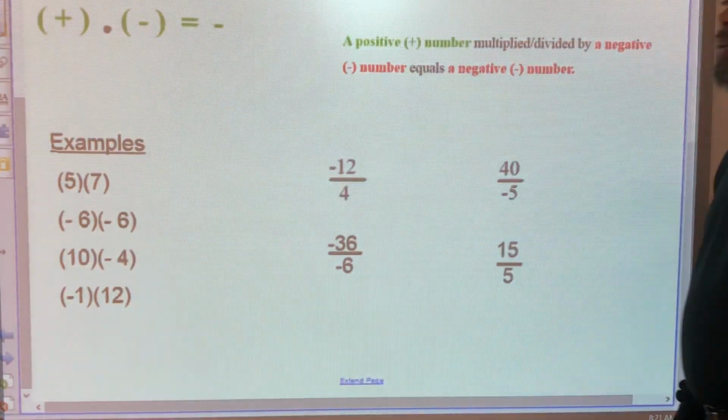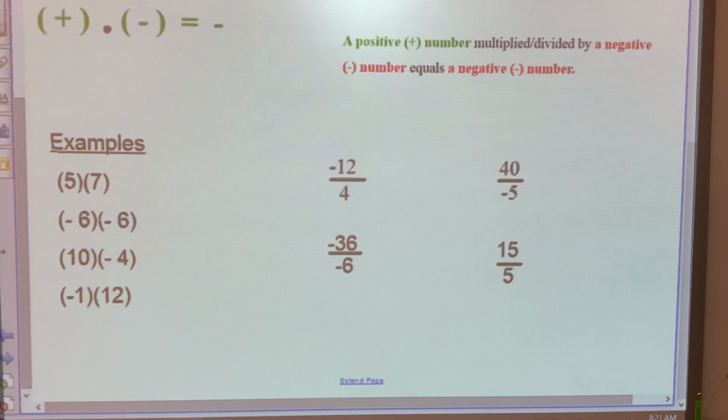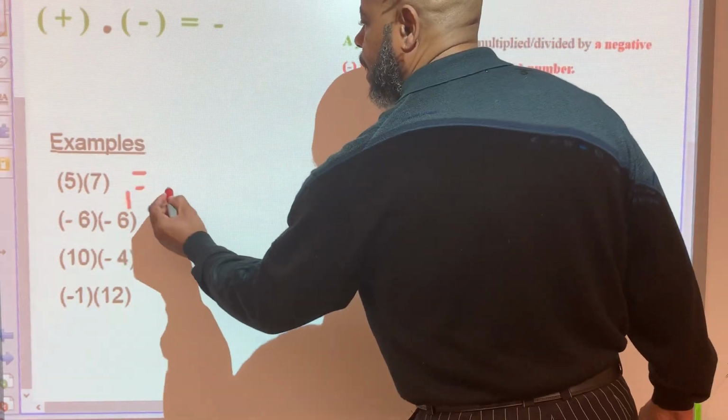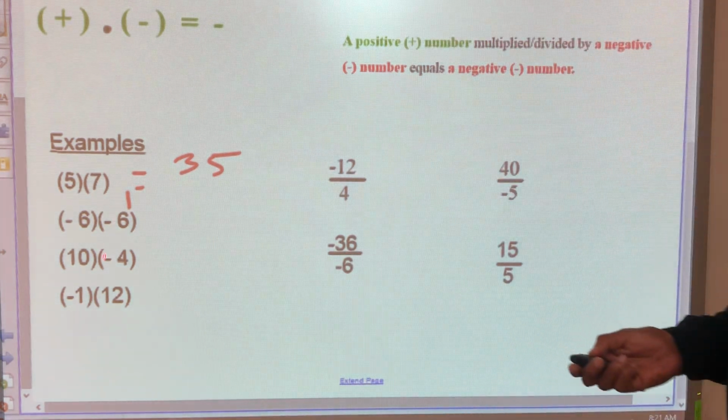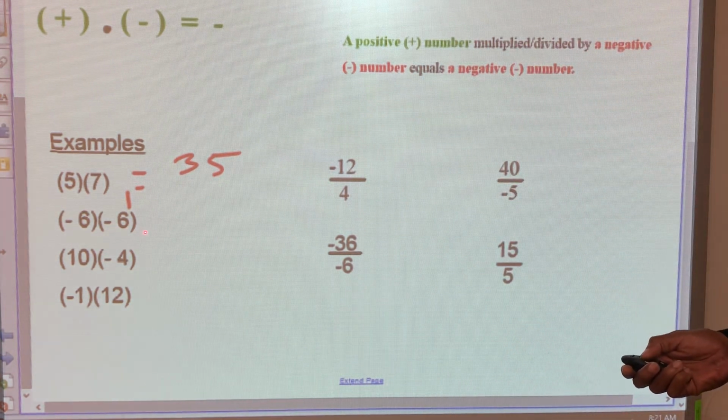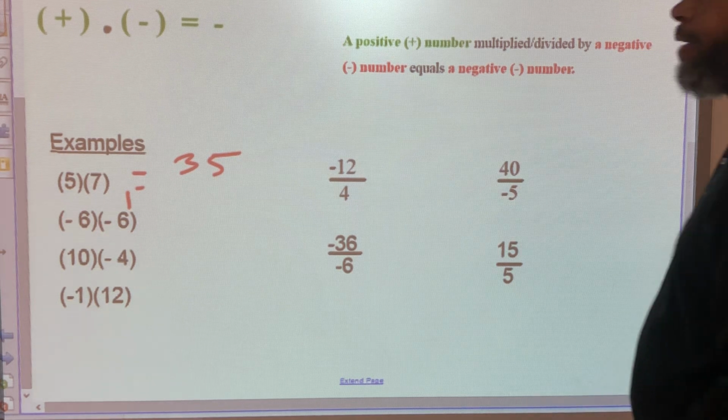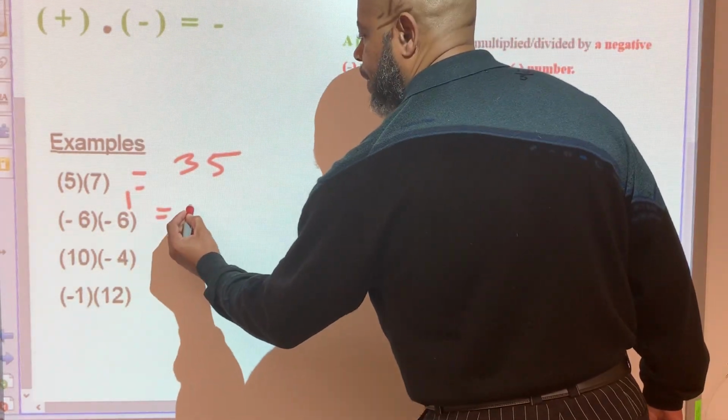Here you'll notice that you have positive 5 times positive 7, which will result in an answer of 35. You have a negative 6 times a negative 6, and remember the rule, if they are the same signs, it is going to result in a positive answer. So 6 times 6 is 36.